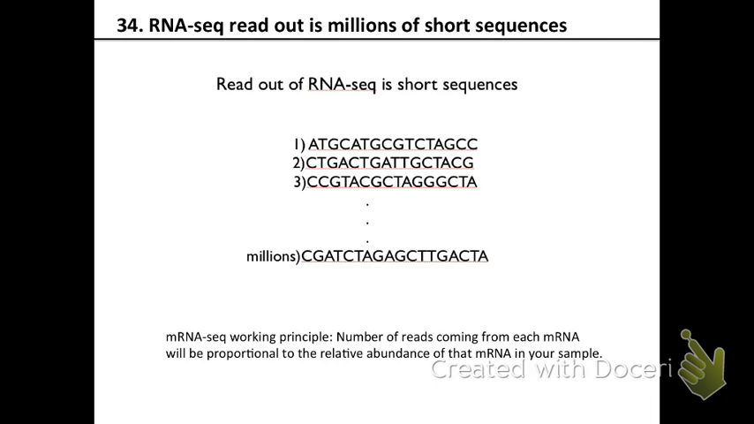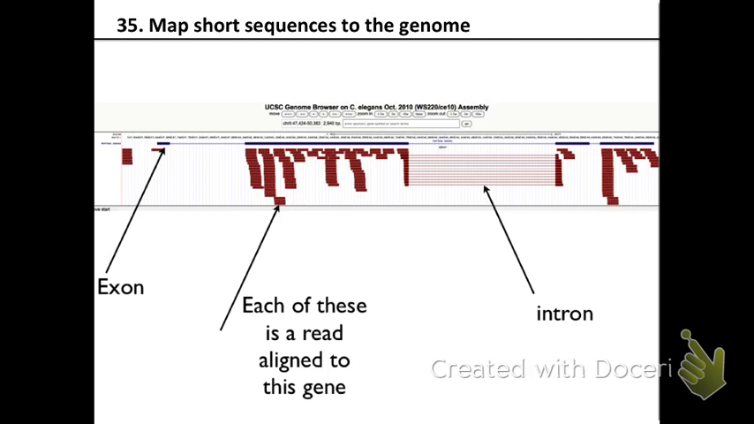in your sample. So just like a ChIP-seq experiment, what you're going to do is take all your reads and align them to the genome. You're going to look at your read sequence and ask where in the genome this read sequence is coming from. Okay? So when you do that, you're going to get something like this.